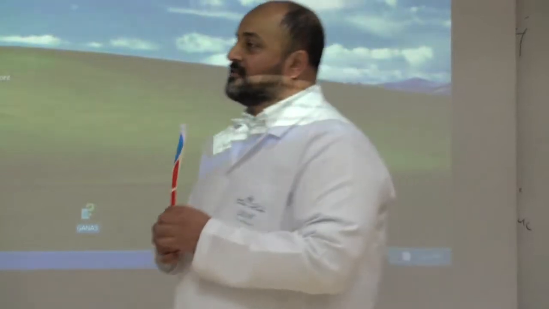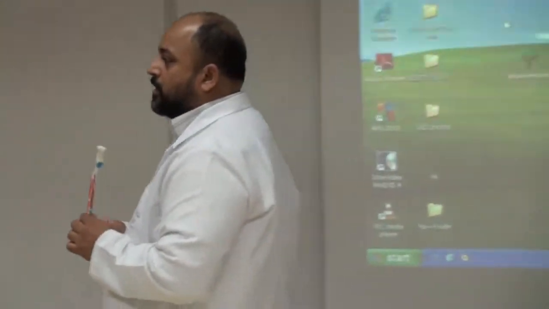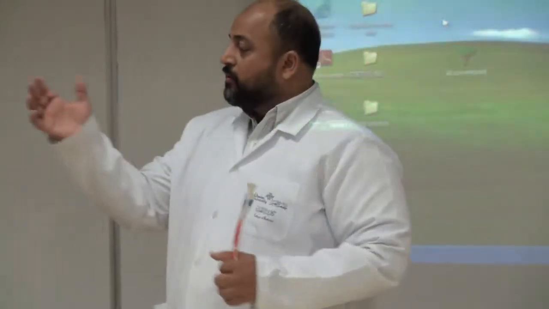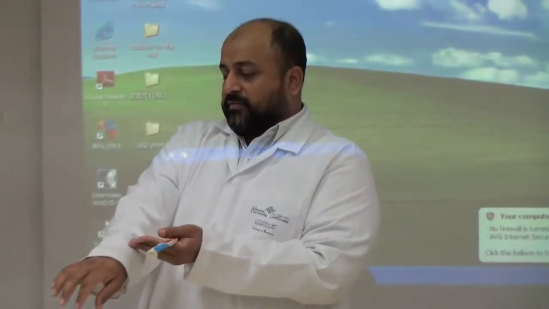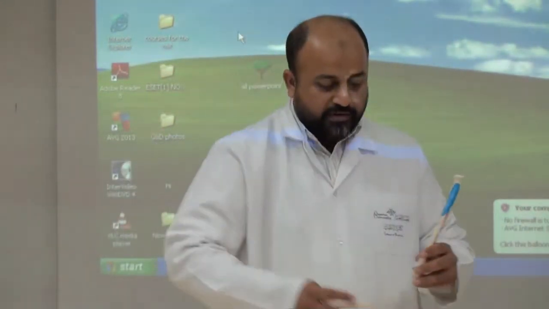Lower end of the radius is prone to injury, and the fracture is called Colles' fracture. Whenever you fall on an outstretched hand forcefully, this lower end of the radius will detach from here and go outward and upward. And due to the pull of the muscle, this styloid process goes more proximal than the styloid process of the ulna.